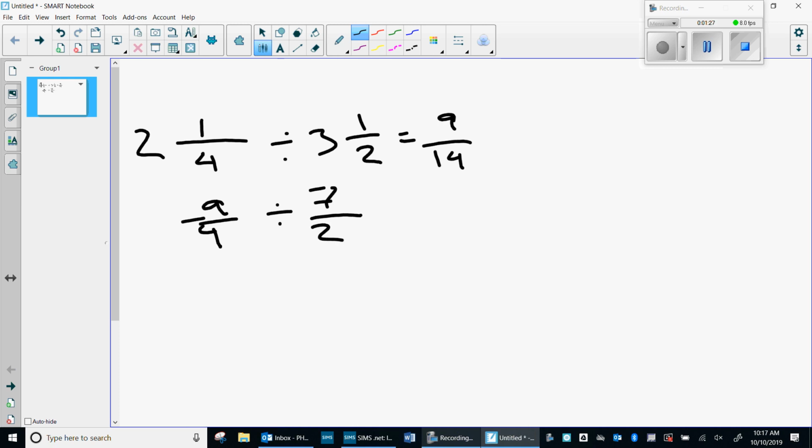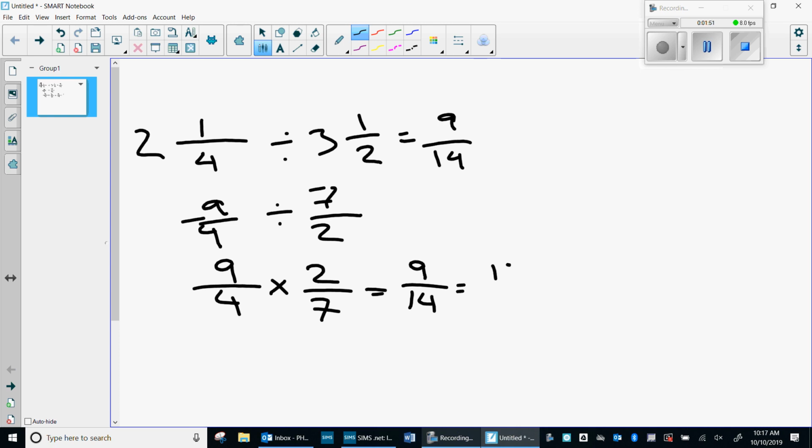I don't know if you guys remember, but when you're dividing fractions, you have to do keep, change, flip. Yeah, that's the action. Okay, excellent. And then you do, well, secret, it's not 9/14, it's 18/28. How do you do that?